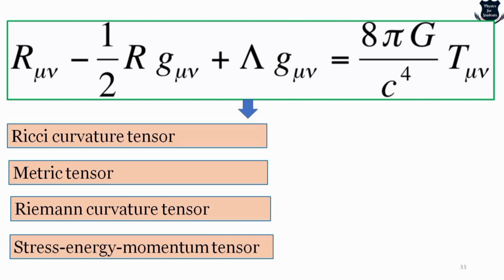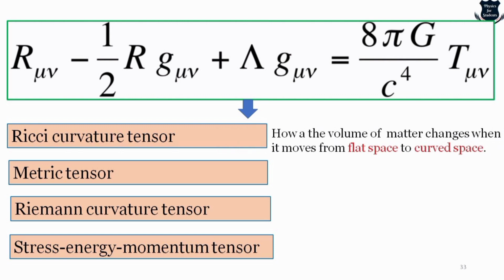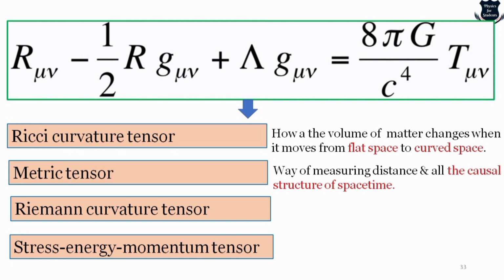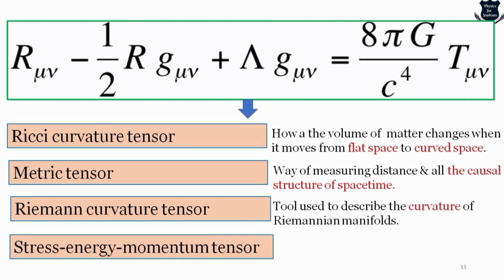Okay, so let's see what these elements are. The Ricci curvature tensor shows how a volume of matter changes when it moves from flat space to curved space. The metric tensor shows a way of measuring distance, and the causal structure of space-time. The Riemann curvature tensor also describes curvature, and the stress-energy-momentum tensor shows the matter movement in space-time.